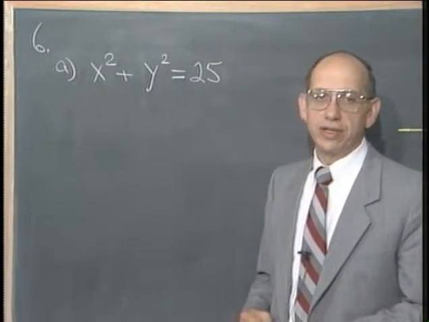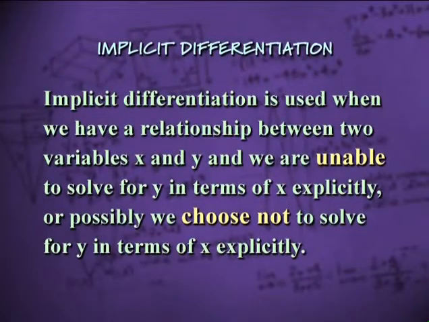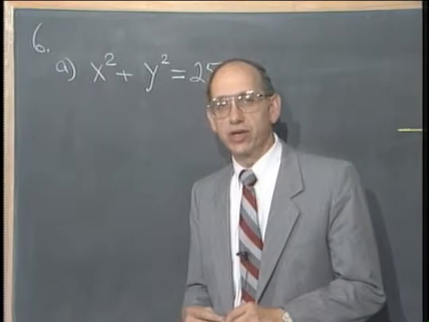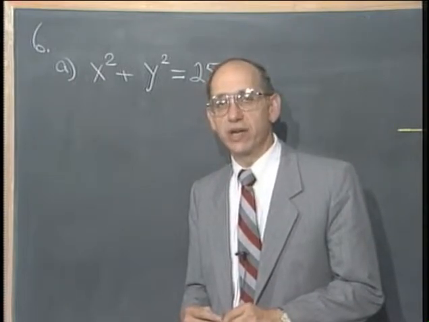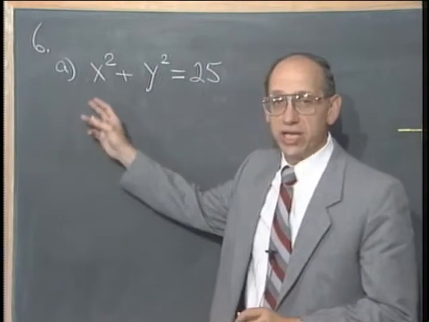Question 6 deals with problems that have to be solved by the use of a technique known as implicit differentiation. Implicit differentiation is used when we have a relationship between two variables, x and y, and we are unable to solve for y in terms of x explicitly, or possibly we choose not to solve for y in terms of x explicitly. Now, sometimes in solving for y in terms of x, you can get several different functions out of the same relationship. As an example, let's look at problem 6a.